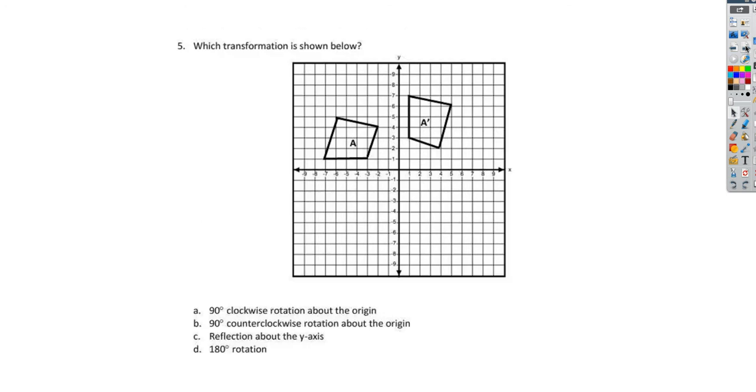Number 5. Which transformation is shown below? Remember, we're looking at our first figure to our second figure. A, 90 degrees clockwise rotation about the origin. B, 90 degrees counterclockwise rotation about the origin. C, reflection about the y-axis. D, 180 degree rotation. Please make sure you cross out any answer choices that do not make sense.